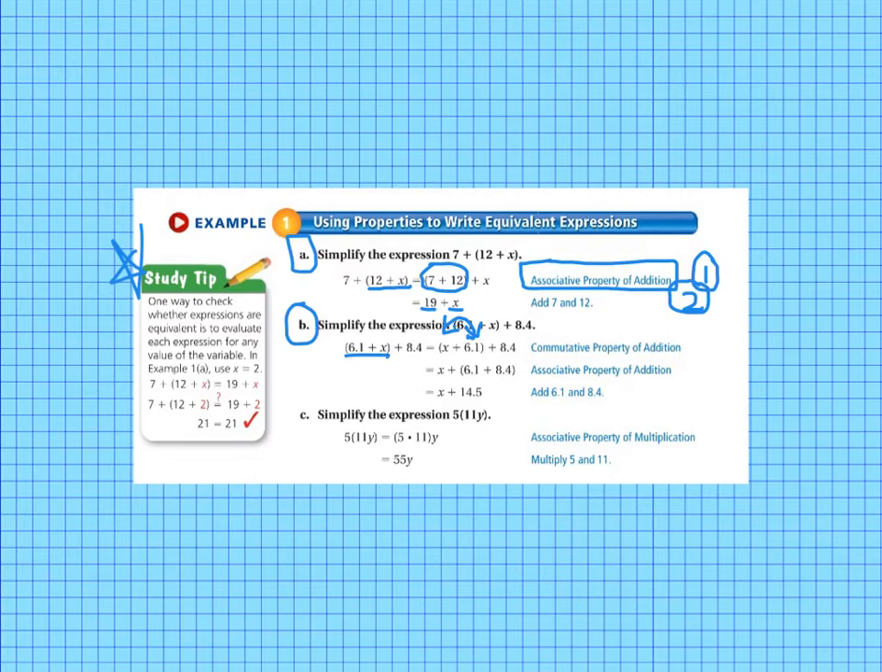We do that so that we can put the parentheses right around the 6.1 plus the 8.4. So in that first step, we're using the commutative property of addition. In the second step, we're using the associative property of addition. And then we are adding the 6.1 plus 8.4, and we're getting 14.5.